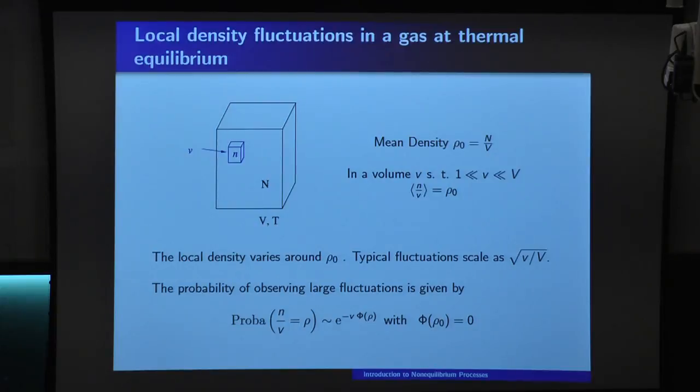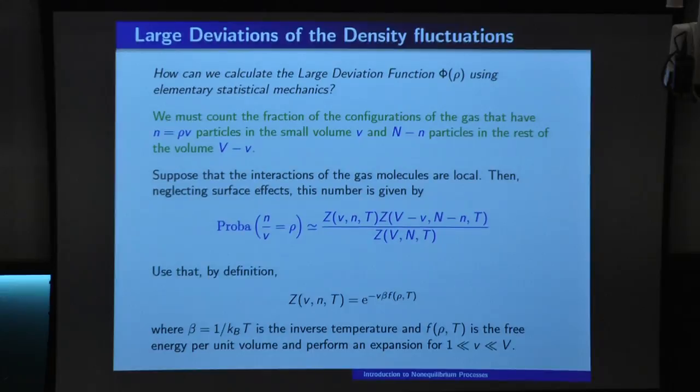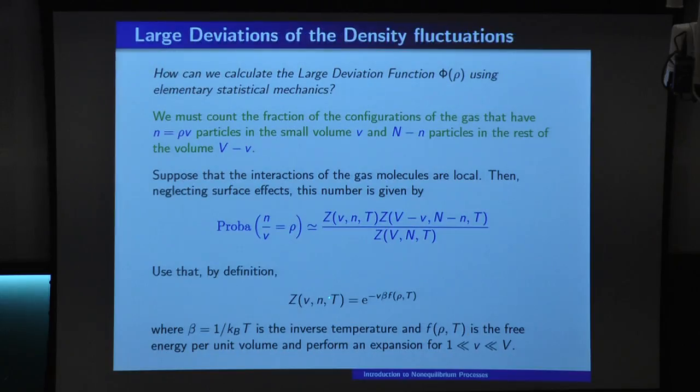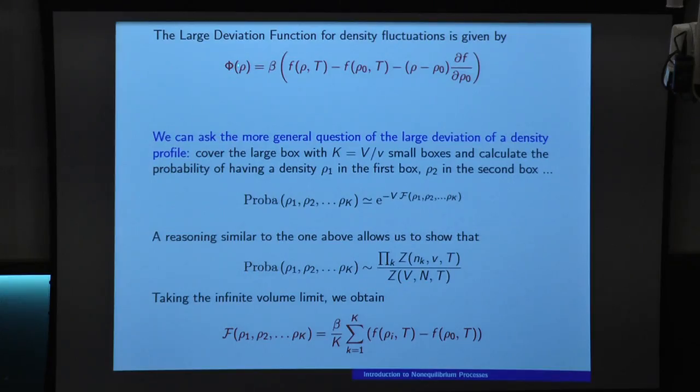And this rate function, this is a miracle. You can compute it from equilibrium statistical mechanics. This rate function has to vanish at rho 0. If you compute it using statistical physics, I will just outline the proof here. It is just the ratio of the partition function for this small volume times the partition function for the rest of the volume divided by the partition function of the total volume. And now if you just plug in the relation between partition function and free energy, you will get that this rate function is essentially the free energy per unit volume in your system.